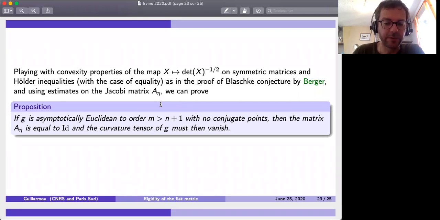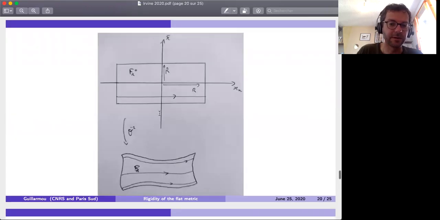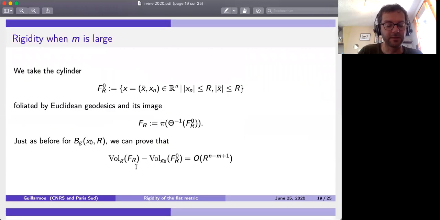So what we have proved now is that if we have a metric which decays fast enough near infinity, where the speed of decay is given by the dimension plus 1, then it must have 0 curvature. And why the dimension is coming in the asymptotic difference between G and the flat Euclidean metric, it's because of this volume estimate here between f of R and f of R0.